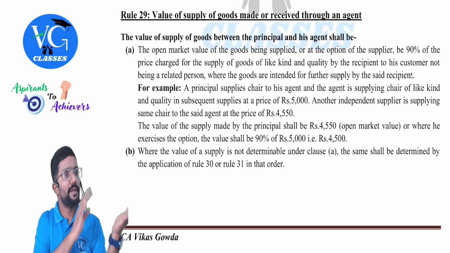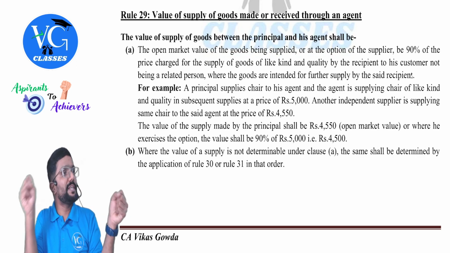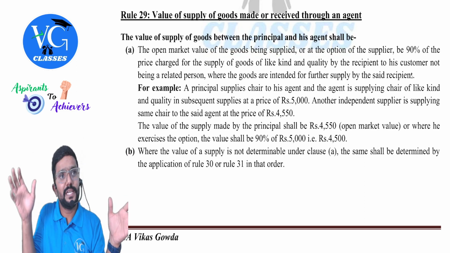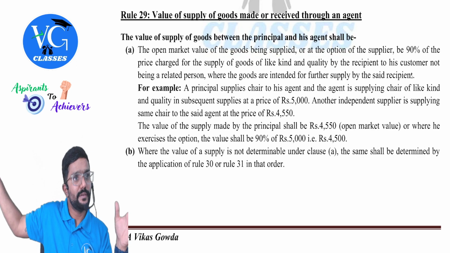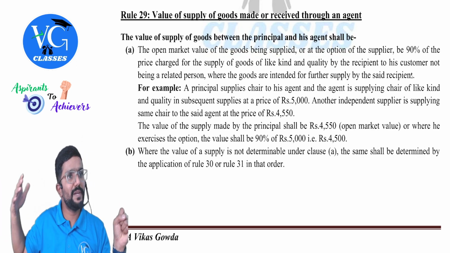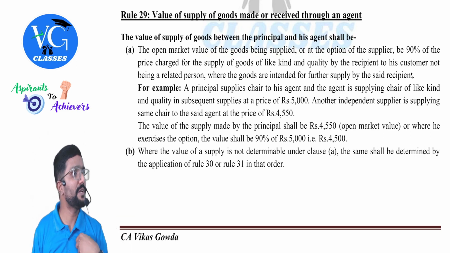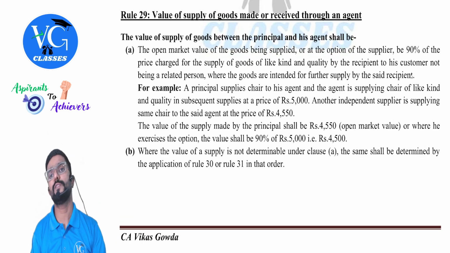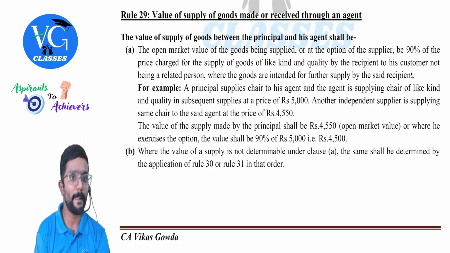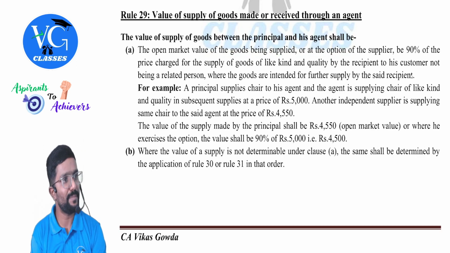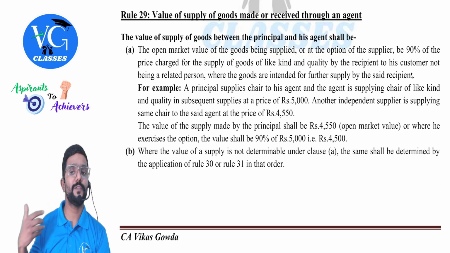Next case, principal sold the goods to agent for a price. Consideration is there. Later, agent is further selling it to the customer. Is there a supply between principal and agent? Yes, as per section 7(1)(a). What is the value in that case? In both the cases, rule 29 is applicable. What is the value? Open market value of the goods being supplied, or at the option of the supplier.